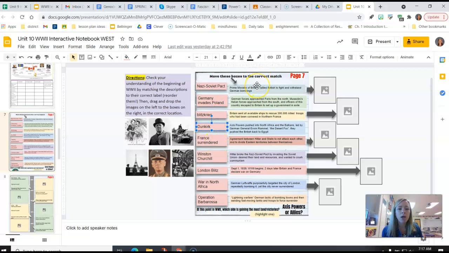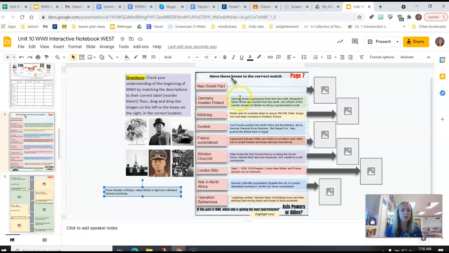You'll take these boxes and slide them around until they match up with the correct answer. For example, the Nazi-Soviet Non-Aggression Pact is not the Prime Minister of Great Britain who rallied the British to fight. So you might move this one out of the way. Then, whenever I discuss the Nazi-Soviet Pact, figure out which of these matches up with it, then drag and drop it up here to that spot.